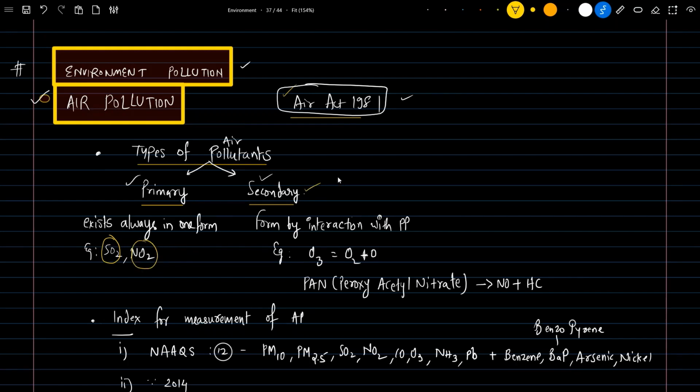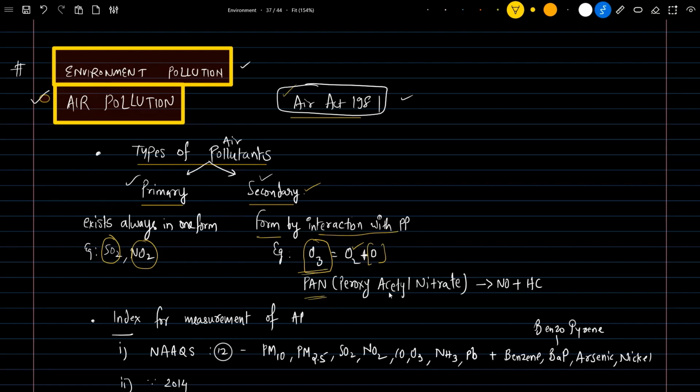Now let's understand simply about the secondary. Secondary pollutants are formed by interaction with primary pollutants. Let's say O3 is an example of a secondary pollutant. It is formed by a free radical of oxygen combined with O2, oxygen. So then ozone, O3, is formed.